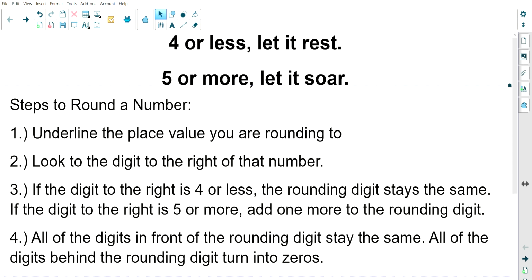At this point in time, I'd like you to pause the video, and I would like you to please copy these rounding notes down in your journal. When you're ready, start the video.